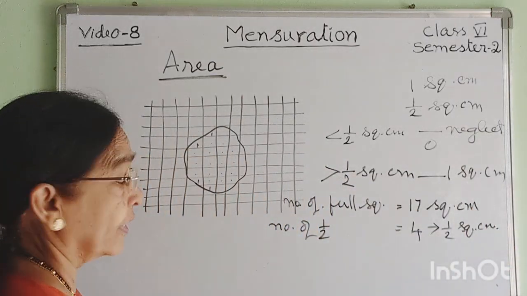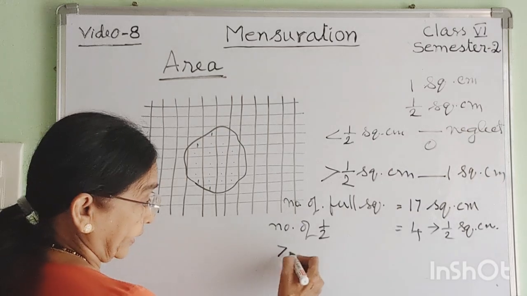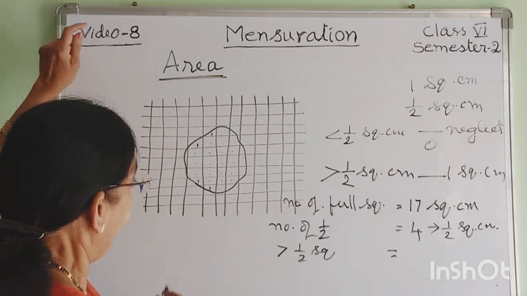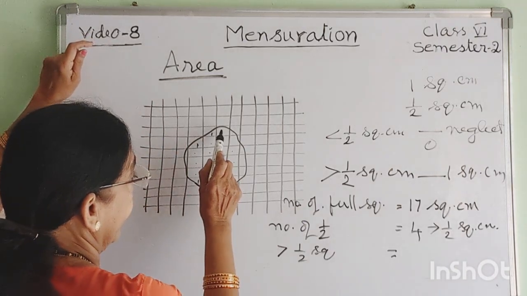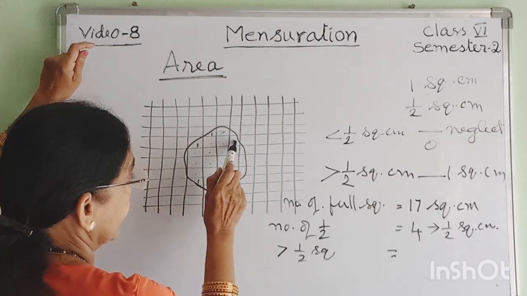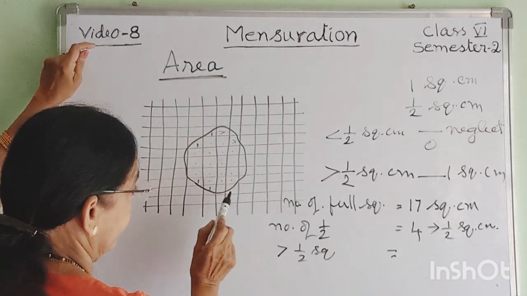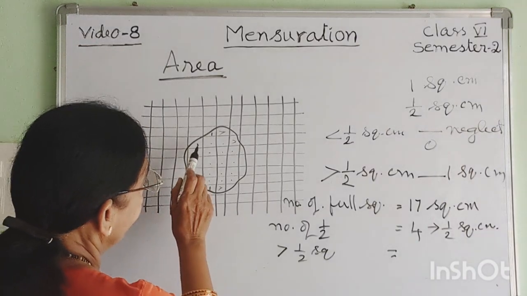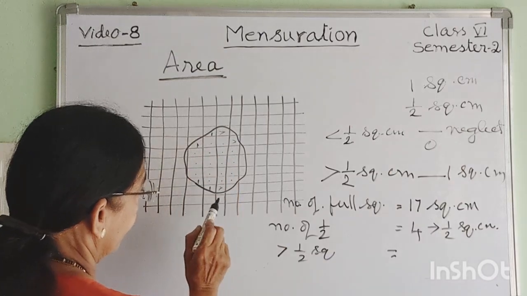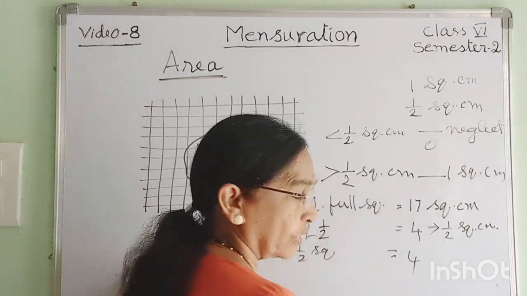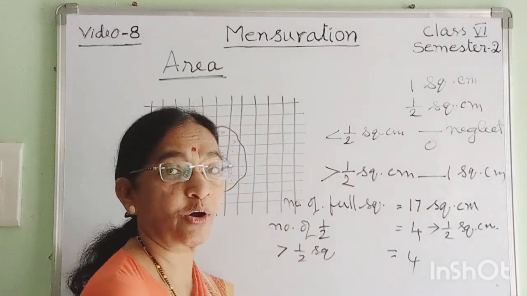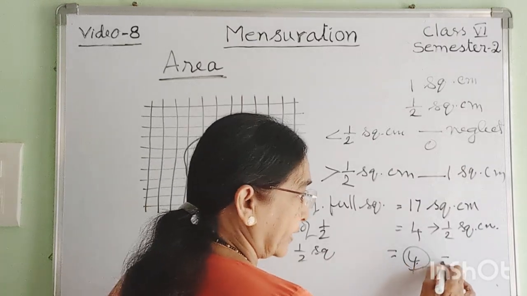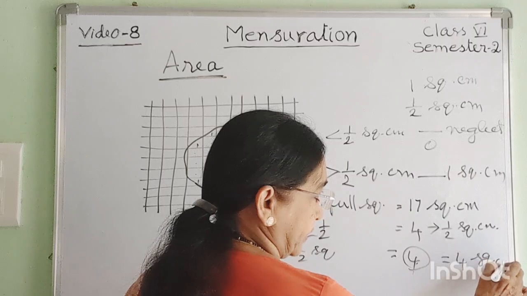And next, we will count the number of squares greater than half. This is greater than half. This is also greater than half. This is greater than half. That's all. There are 1, 2, 3, 4 squares that are more than half. So greater than half squares are 4. They are taken as 4 full square centimeters.